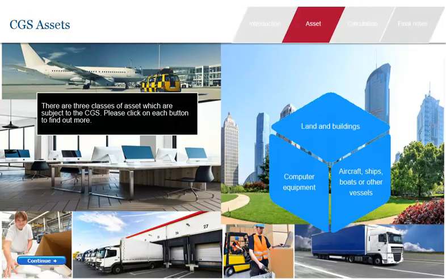The capital goods scheme does not apply to all assets. It only affects 3 classes of asset: land and buildings, computer equipment, and aircraft, ships, boats, or other vessels. Please click on the buttons to find out more.